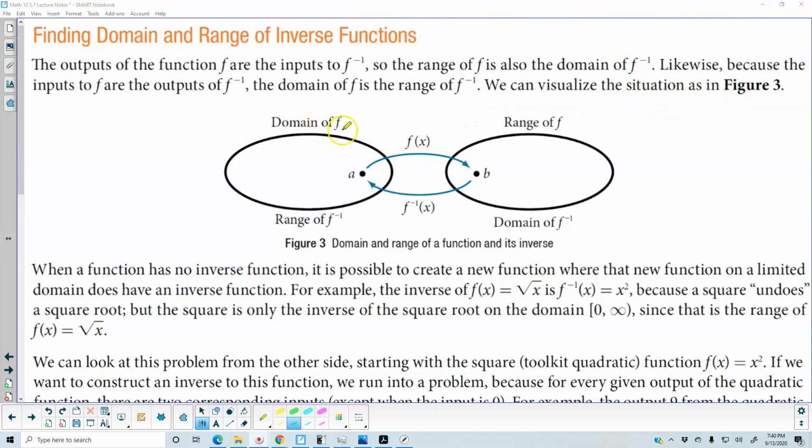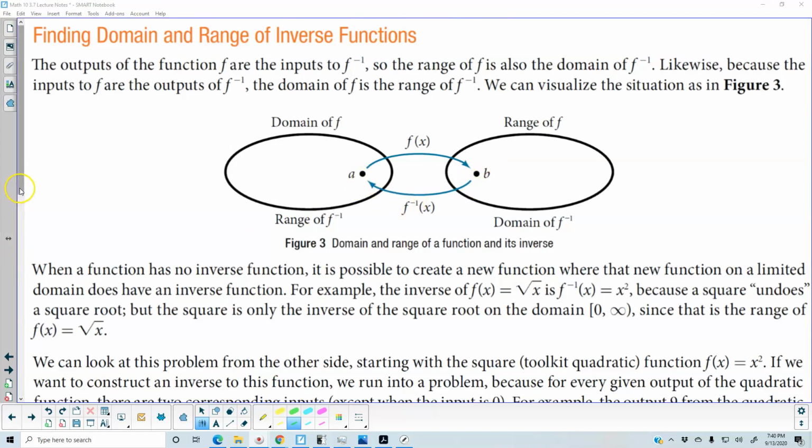So the domain of f is equal to the range of f inverse, and the range of f is equal to the domain of f inverse. So that means if this is the input for f of x, there's your output. If this is the input for f inverse of x, then therefore that is the output.